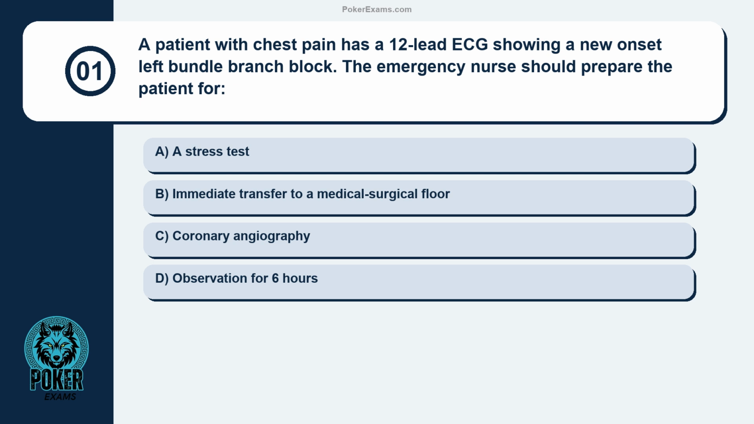Question 1. A patient with chest pain has a 12-lead ECG showing a new onset left bundle branch block. The emergency nurse should prepare the patient for a stress test, immediate transfer to a medical surgical floor, coronary angiography, observation for 6 hours.